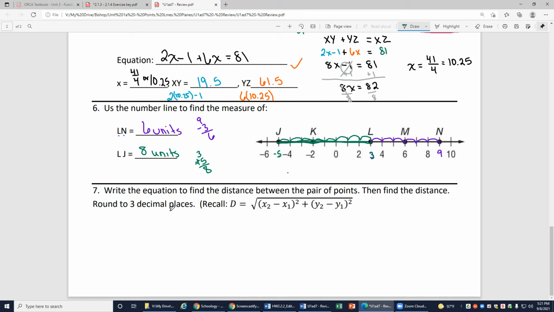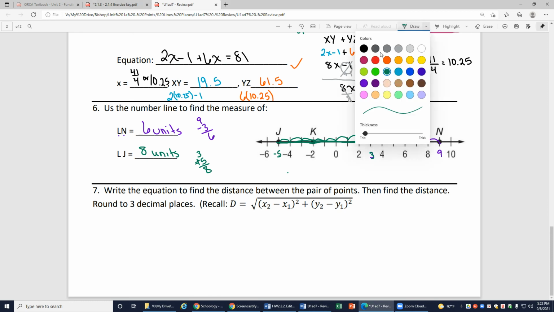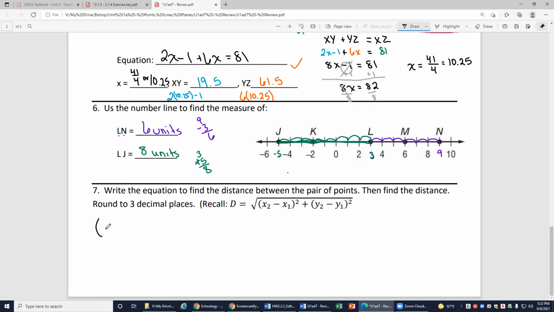Okay, number 7, I'm just realizing it says write the equation to find the distance between the pair of points, then find the distance. But I didn't give you a pair of points to do. So let me see if I can find us a pair of points that I'd like us to look at. Let's do 2 points. Let me switch colors. My first point being, I'm going to say point C, and that's going to be negative 3, negative 1. And let's do the second point. I'm going to go with Q and negative 2, 3.